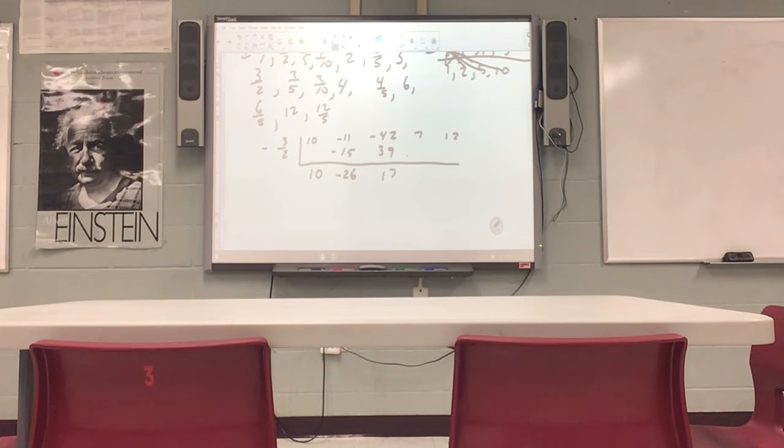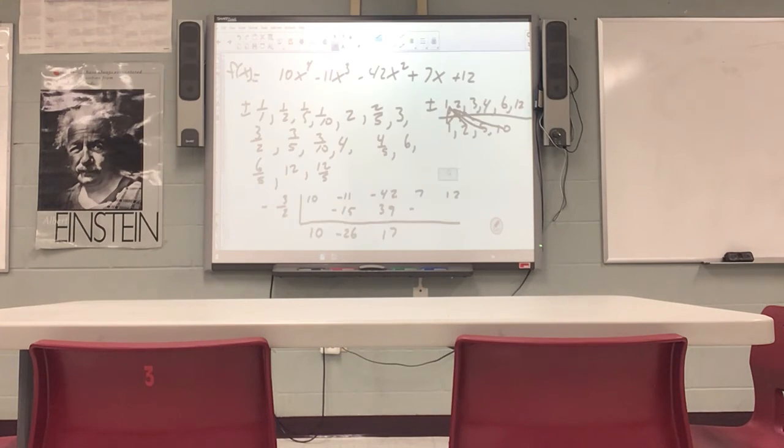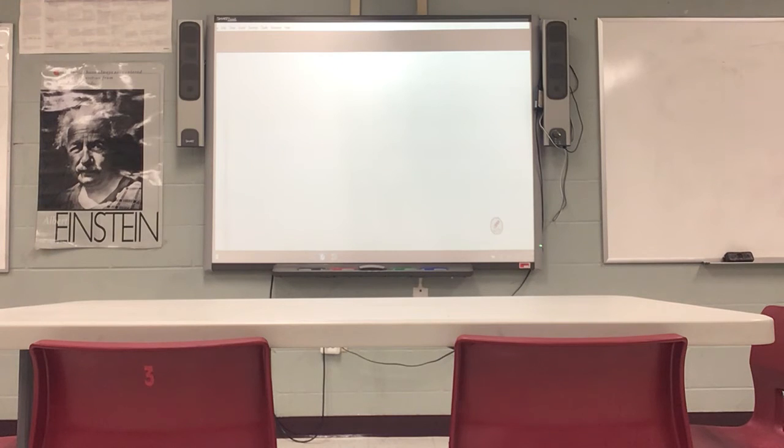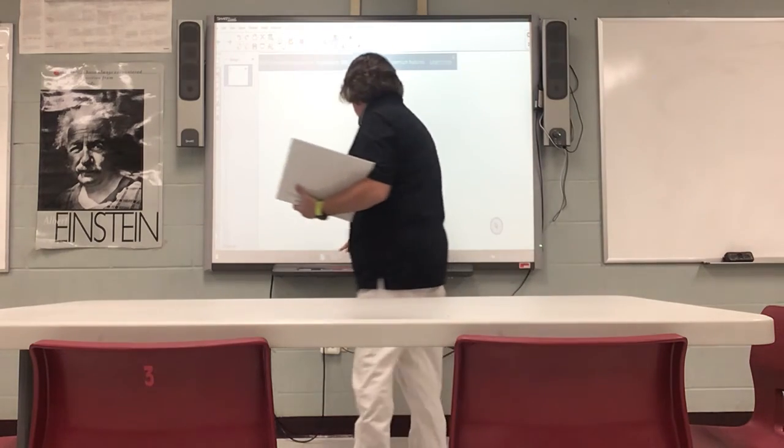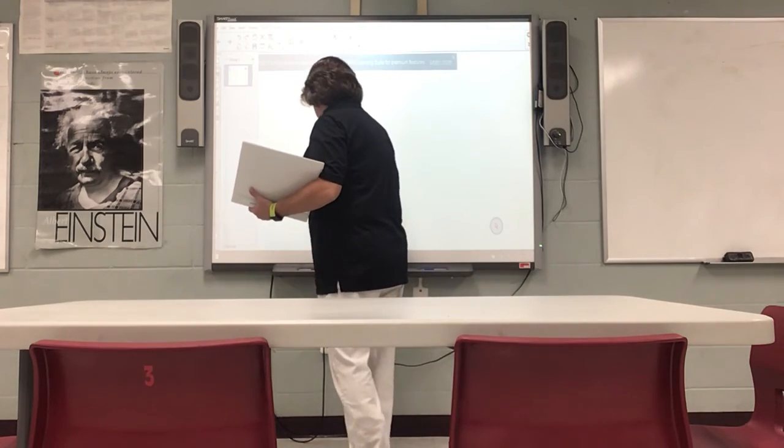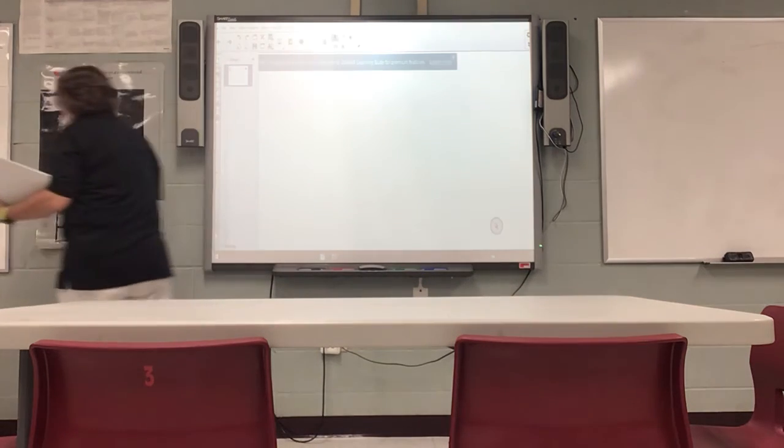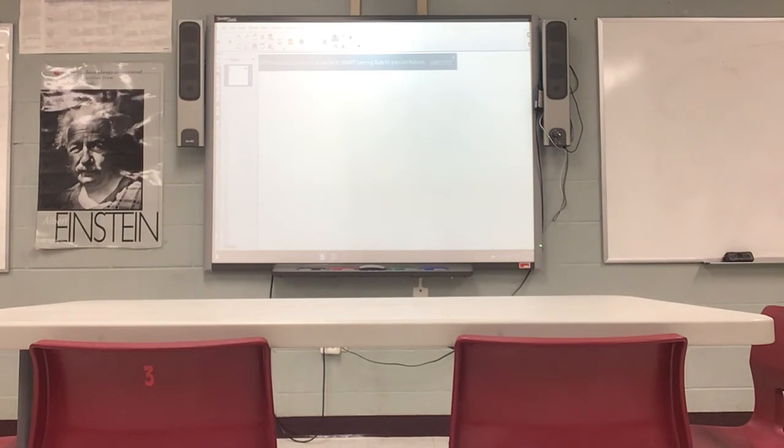17 times negative 3 halves. Oh, I don't know that one. 17's not a half number. Actually, no. 17 times 3 halves? Yeah. 51 over 2, or 25.5. Is it negative 17 or normal 17? Great, positive. Technology. You love to see it.